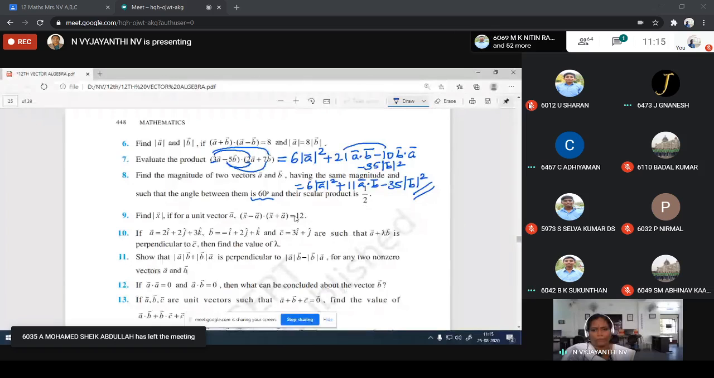The magnitudes of two vectors A and B are the same. What is given? Modulus of A is equal to modulus of B, the scalar product is given, and the angle between them is 60 degrees. What is theta?